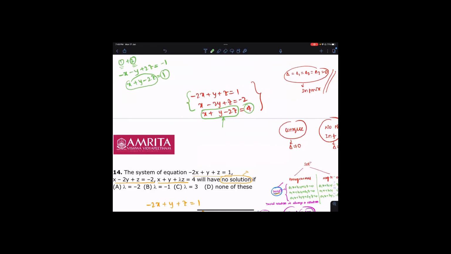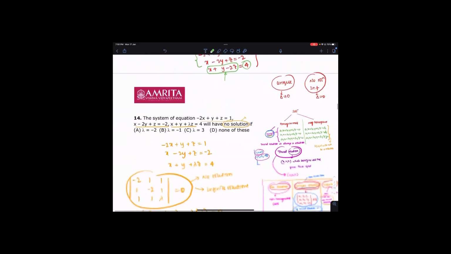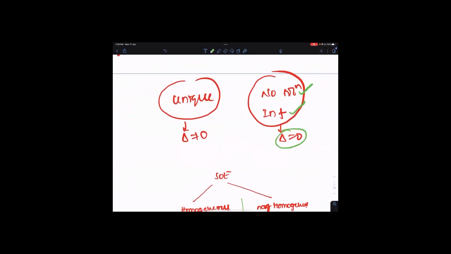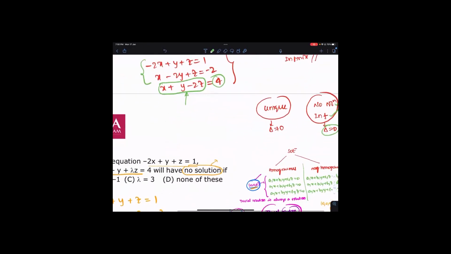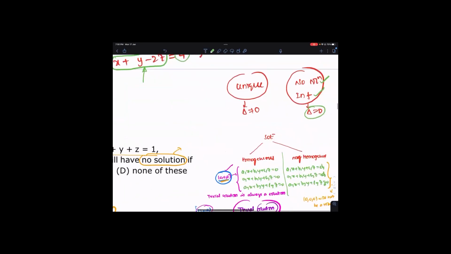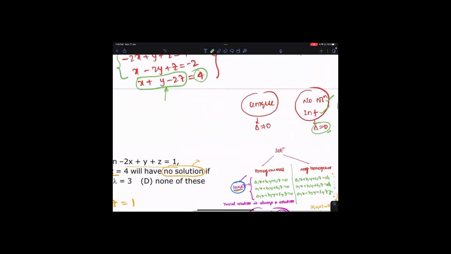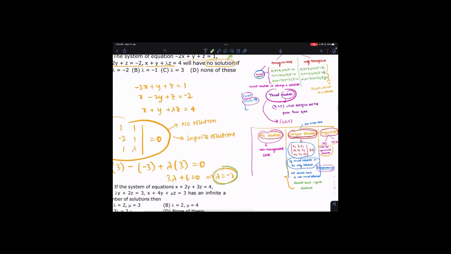Let me just repeat it for you. For no solution and infinite solution, in both cases delta will be zero. So if they ask in the question for no solution, we will simply do delta zero. But delta zero may mean infinite solution or no solution. How will you be sure that it will be no solution? After doing delta zero, you will get the value of lambda. Here we got minus 2.